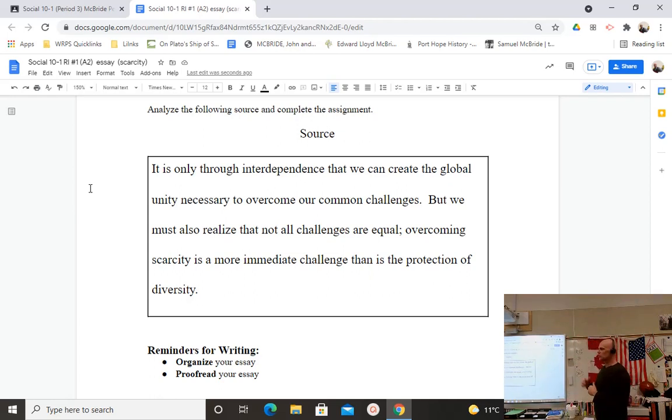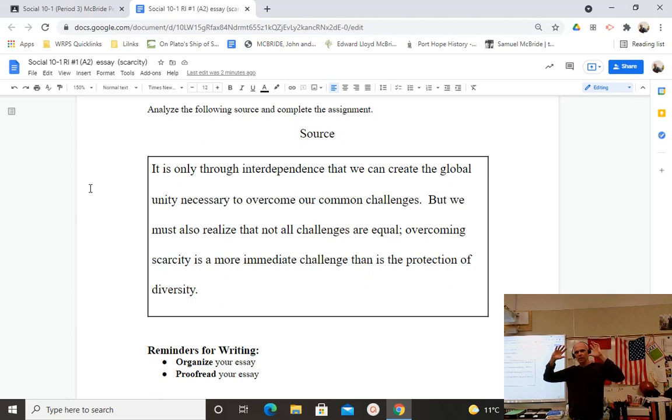Is there any other language in the source that tells us what the problems are? It is only through interdependence that we can create the global unity necessary to overcome our common challenges. But we must also realize that not all challenges are equal. Overcoming scarcity is a more immediate challenge than is the protection of diversity. So what's the big umbrella of problems referred to as in this source? Not interdependence. It's the problems in the source.